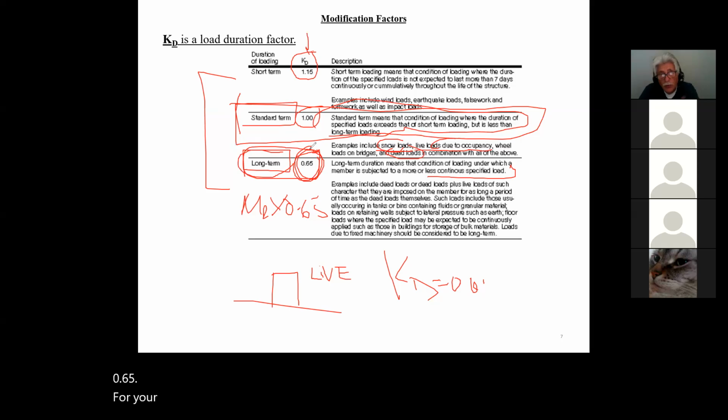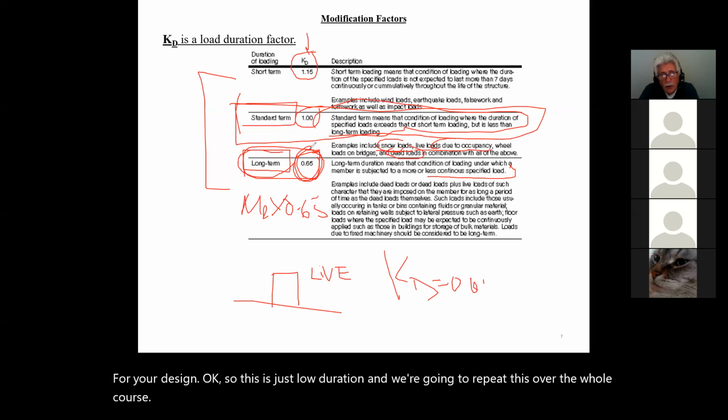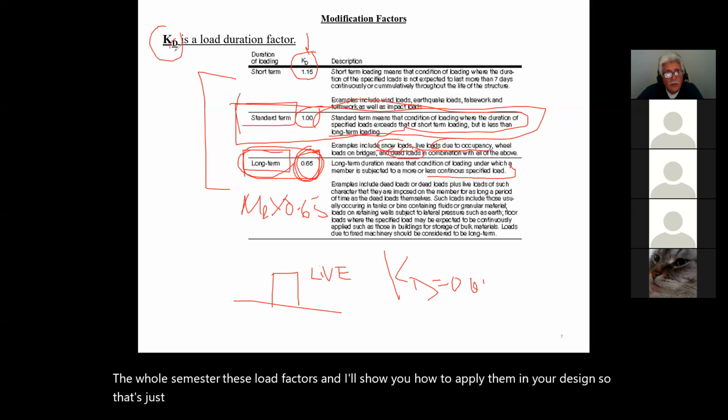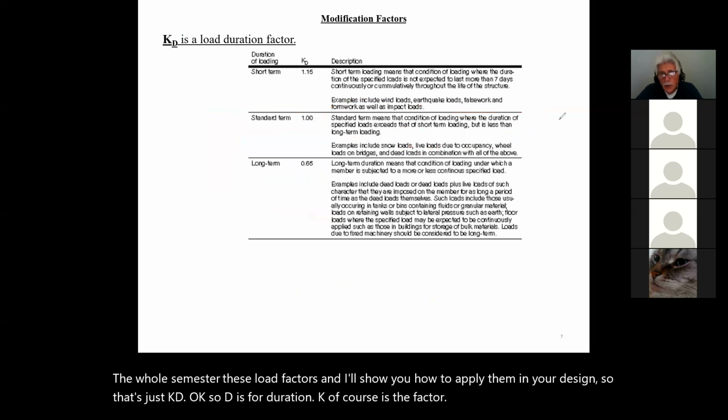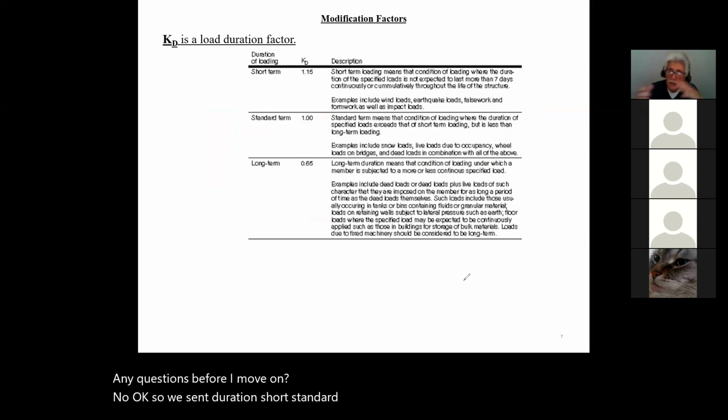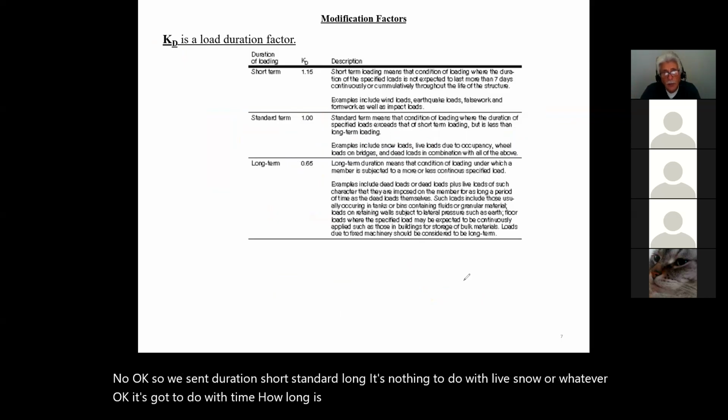So this is just load duration, and we're going to repeat this over the whole course, the whole semester, these load factors, and I'll show you how to apply them in your design. So that's just KD. D is for duration, K of course is the factor. Any questions before I move on? No? Okay, so everybody understands duration: short, standard, long. It's nothing to do with live, snow, or whatever. It's got to do with time. How long is the load going to be staying on your member or on your structure?